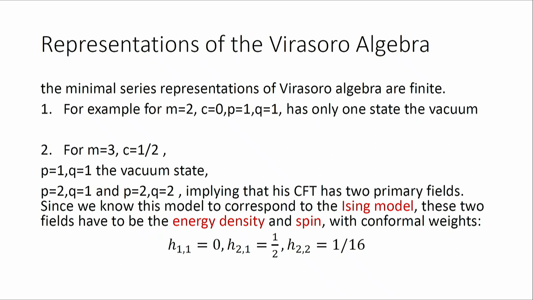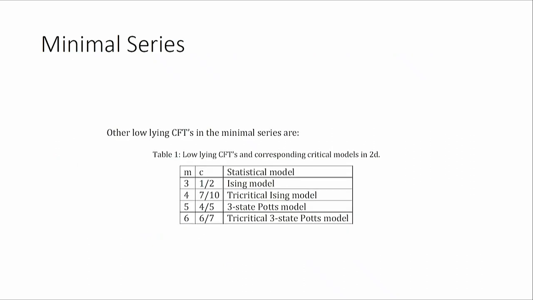And so on. We have to continue this game for every M. This is the simplest M. And we then find a table. The table continues for all M. I have only written the first four. So the following statistical models come out. The Ising model, the tricritical Ising model, three-state Potts model, tricritical three-state Potts model, and so on.